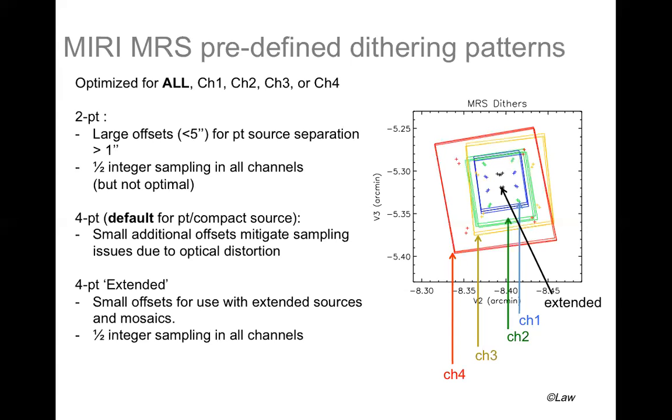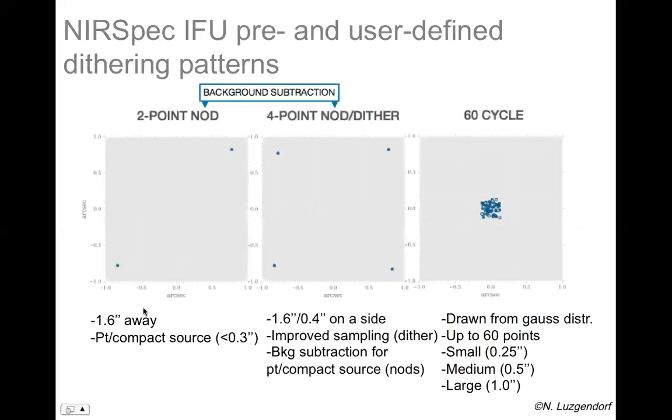That's why the default jittering pattern, and the one that is recommended for point source or compact source, is the 4-point, the one that is shown here on the right. It provides an optimal sampling, taking into account some very fine effects, like distortion or detector effects, and it provides the optimal sampling for all 4 channels. And lastly, there is a pattern designed for very extended targets that will make very small offsets to improve the sampling.